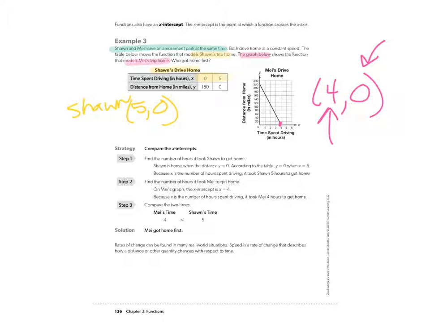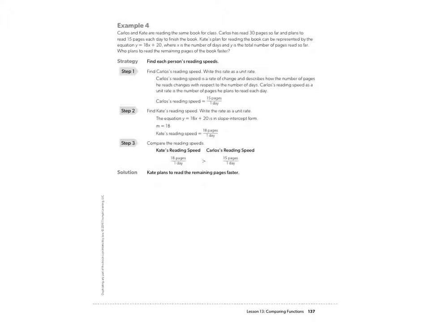Now here for the strategy, the question kind of walks you through it. It says, find the number of hours it took Sean to get home, find the number of hours it took May to get home, compare the two times. So that's what this question is saying. Naturally, if it only takes you 4 hours to get home, that's less than 5. So May got home first. Let's look at this last example.